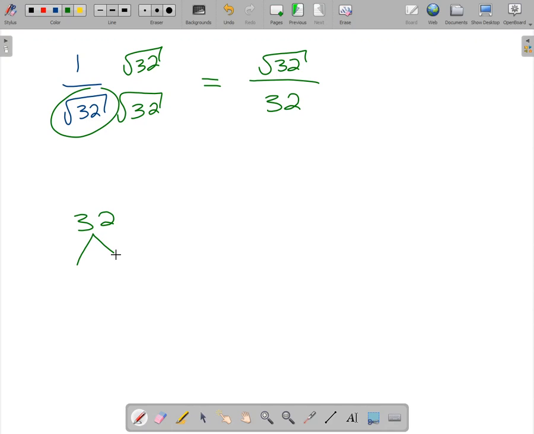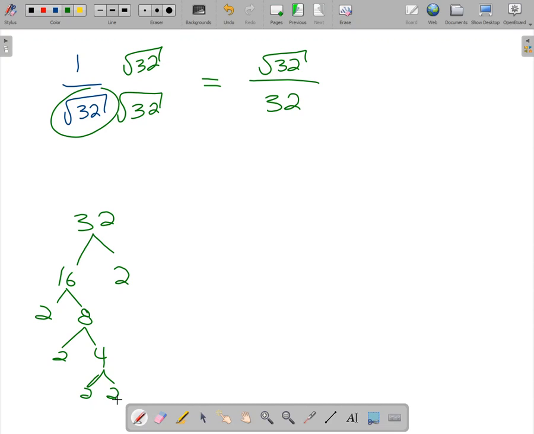16 times 16 times 2. Okay, how does the 16 factor? 2 and 8. Or 4 times 4, either way. And then 8 factors, that's 2 times 4, and we keep factoring until, remember we've done factors before, and this is 2 times 2.